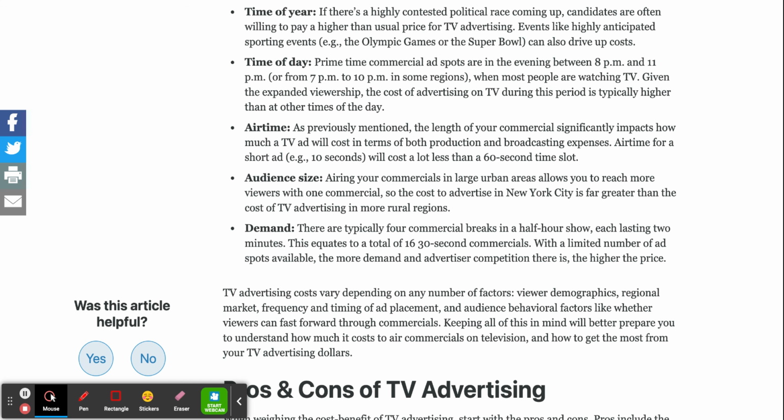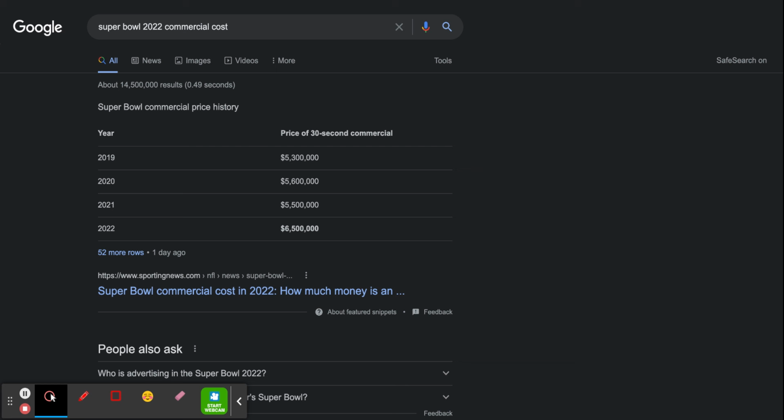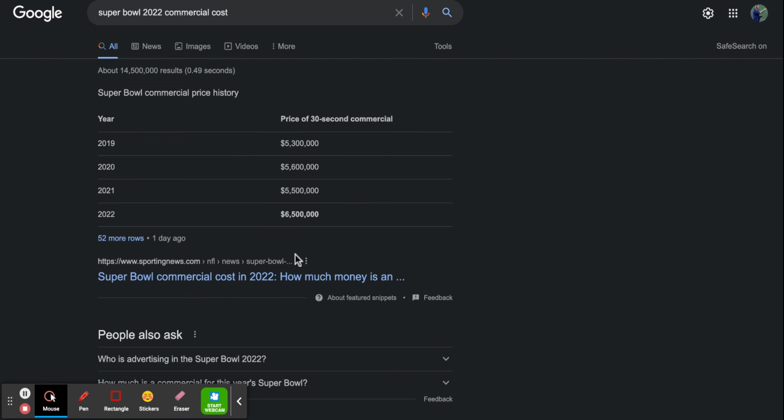I think the last one that we're going to talk about, and one of the biggest commercial events and probably the most expensive for advertising, is the Super Bowl. As you can see, in 2019 it was 5.3 million, 2020 was 5.6, then 5.5, and this year 6.5 million for a 30-second commercial. So as you're watching the Super Bowl, if you do watch it, just think about how much revenue is being generated strictly from advertising.